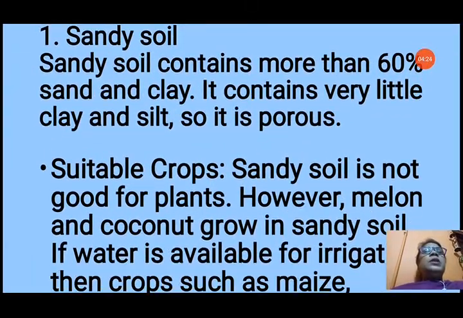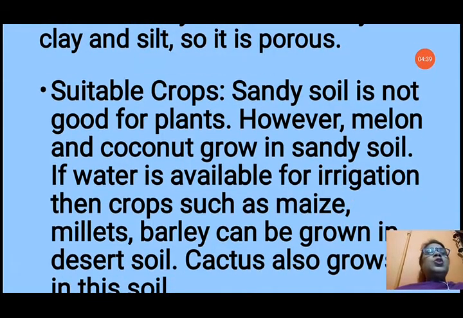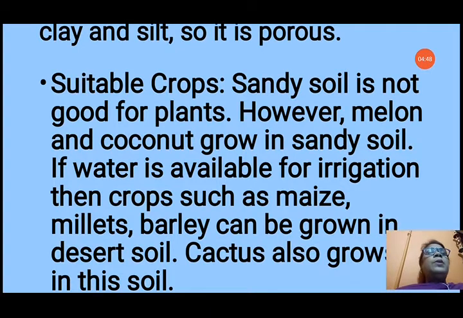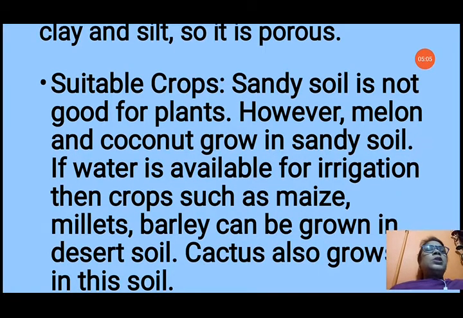Now sandy soil. As the name suggests, it has more than 60% sand. It contains very little clay and silt, so it is very porous. Sandy soil is not good for plants actually because it cannot hold water. However, melon and coconut grow in sandy soil. If water is available for irrigation, then crops such as maize, millets and barley can be grown in desert soil. Nowadays, by irrigating in deserts, many crops are grown. Cactus also grows mostly in sandy soil. So, this is about the soil.